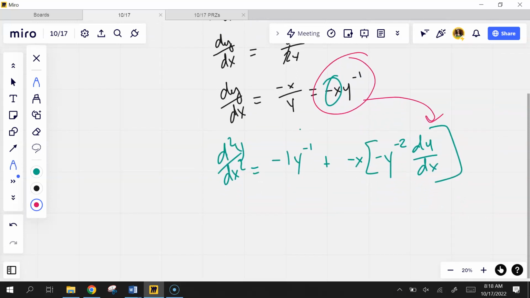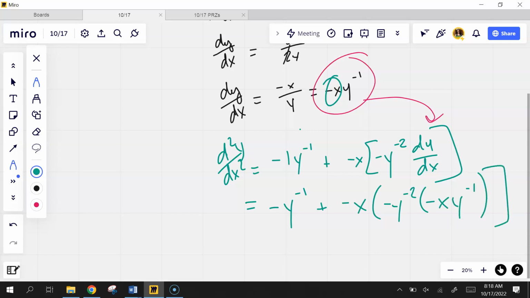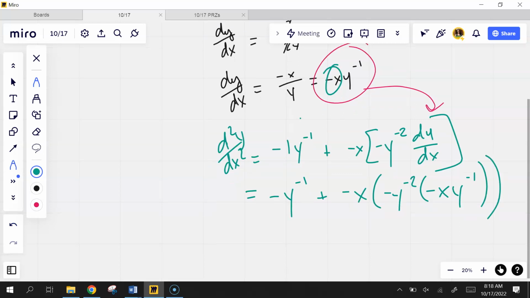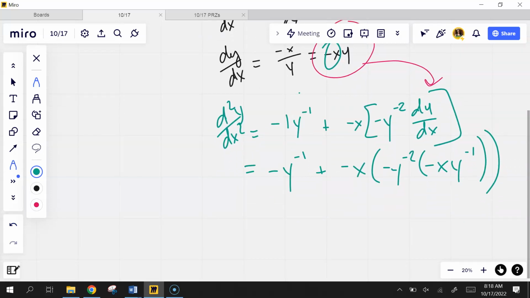You good? All right, so I'm going to plug in, and I am going to have negative y to the negative 1 plus negative x, negative y to the negative 2, and then negative x y to the negative 1. Gross. That's okay because it's all multiplication. So no distributing here, right? Because I'm just multiplying. There's no addition or subtraction. So it's just negative y to the negative 1. Oh, I got 1, 2, 3 negatives. Minus 2 x's and negative 3.